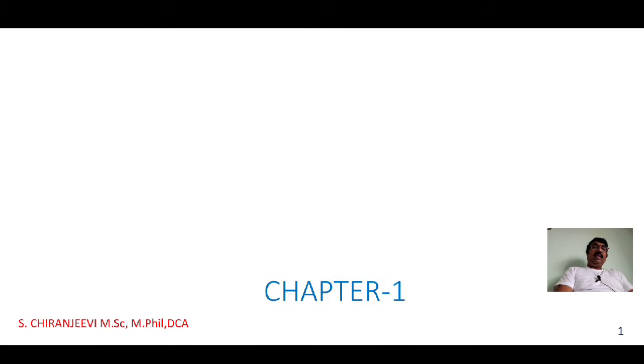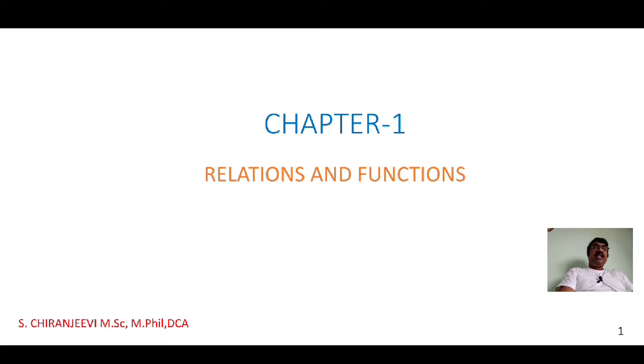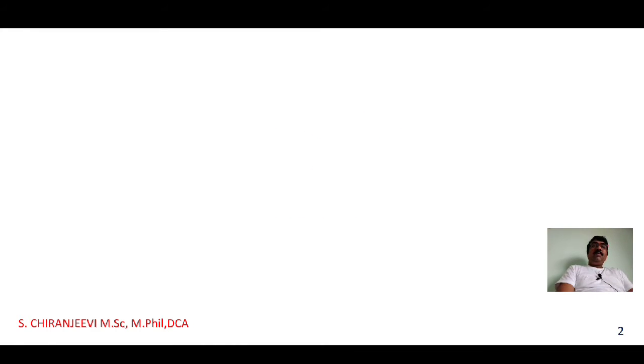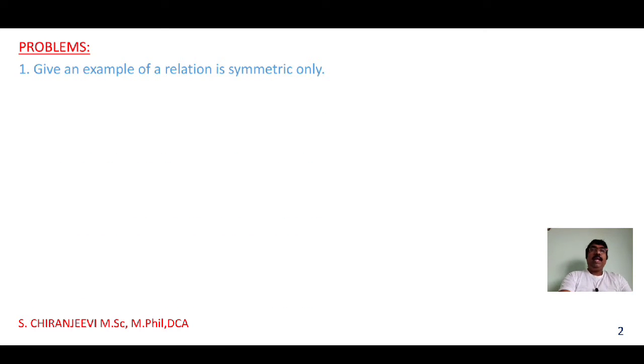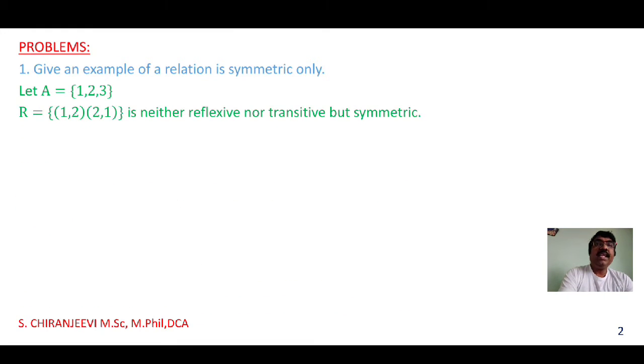Today's topic is Chapter 1 Relations and Functions, which we are going to study 1 mark problems. First one, give an example of a relation that is symmetric only. See here, let me take an example. Capital A is {1, 2, 3}. Symmetric means if (a, b) is in the relation, then (b, a) must also be in the relation. So here R is {(1, 2), (2, 1)}, which is neither reflexive nor transitive, but it is symmetric.